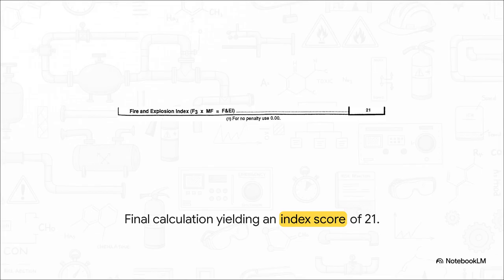And you guys, this single number dictates the safety spacing of the equipment, the type of fire protection required, and the level of automated shutdowns needed. It's the numerical foundation of the entire plant's safety philosophy.